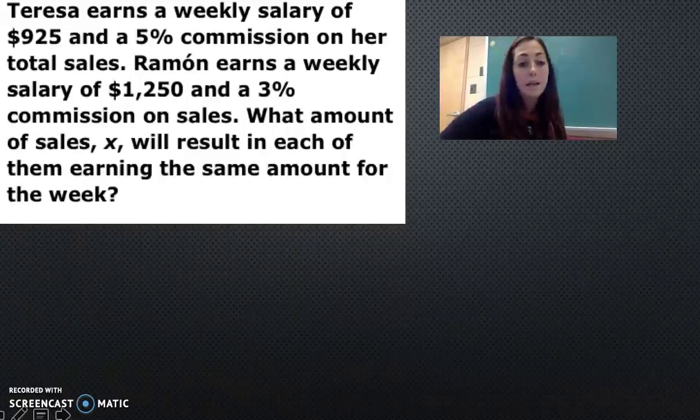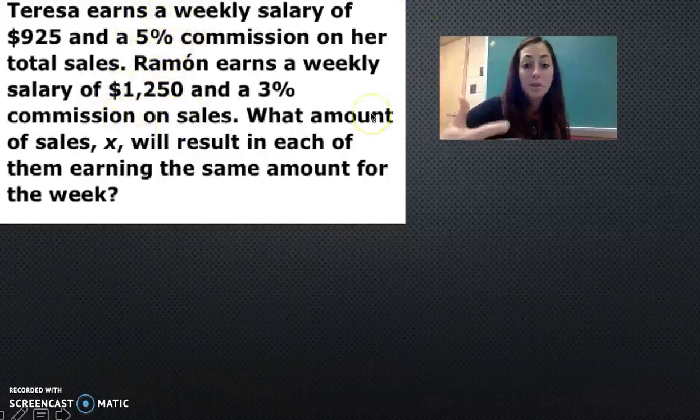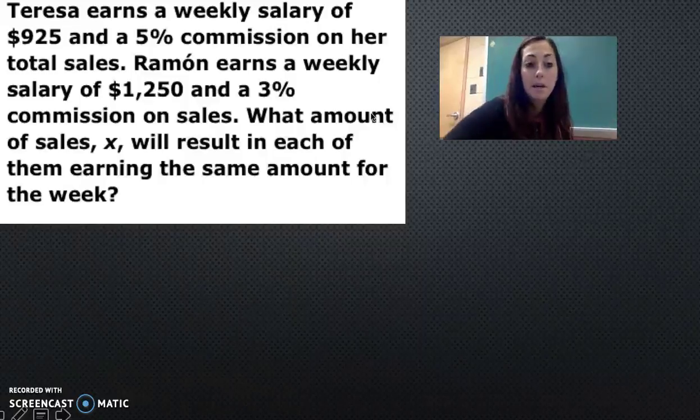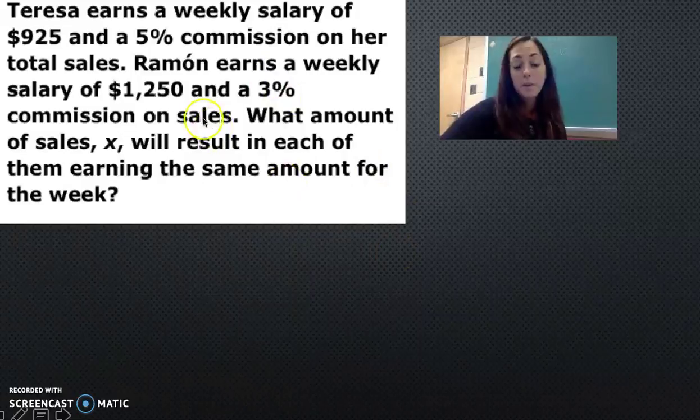So same idea here. You're using x as your variable. You have this initial value for Teresa, initial value for Ramon, and then this percent per the total sales. So if they make $1,000 in total sales, then 5% of 1,000 for Teresa and 3% of 1,000 for Ramon. So we'll see who gets the better deal.